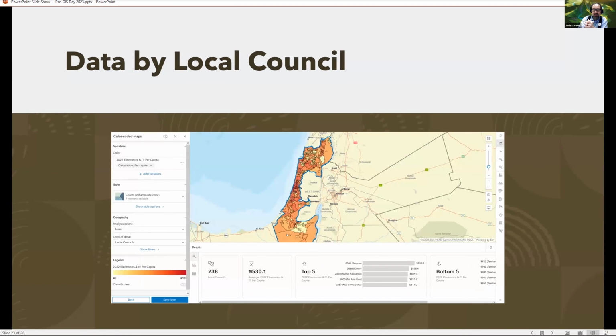And what it did is it broke it down for me by local council. So these are the local council polygons, and this is still in the online interface. There are 238 local councils. And so we want to find which one, I don't remember, we want to find which one has the highest.